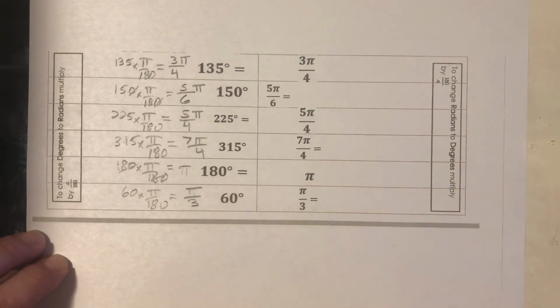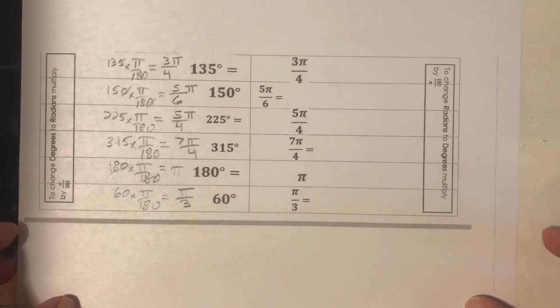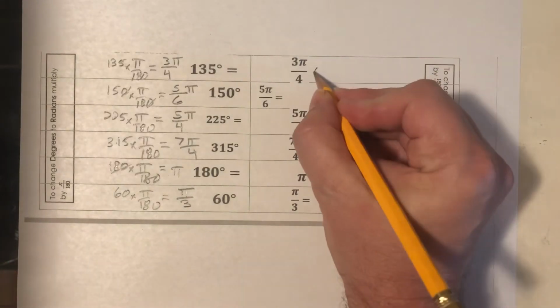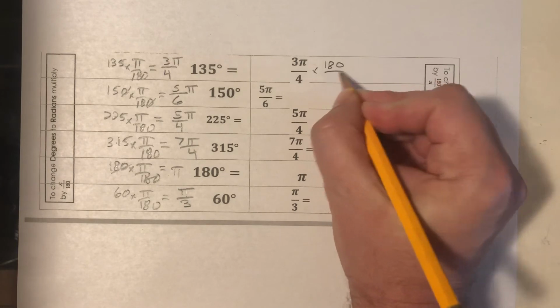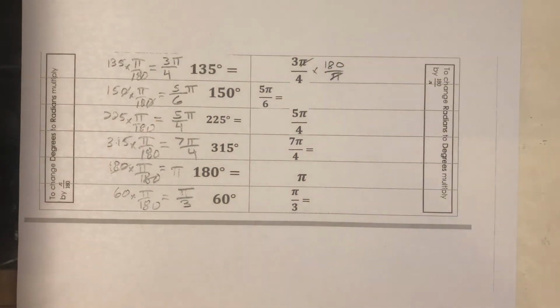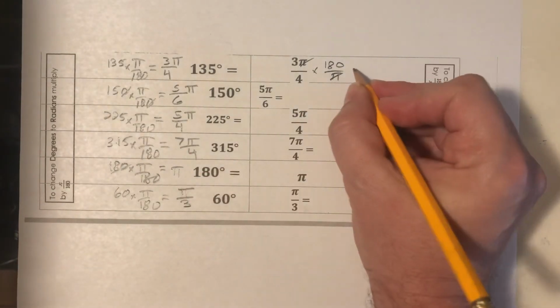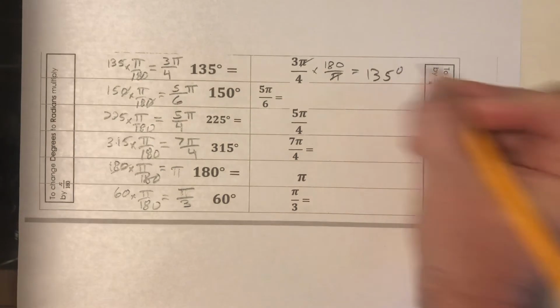Okay, now when you're going back the other way, just remember this time you just multiply by the reciprocal. Instead of multiplying by pi over 180, you're going to multiply by 180 over pi. And then in every one of these, the pi is going to cancel out. 180 divided by 4 is 45. 3 times 45 is going to be 135 degrees.